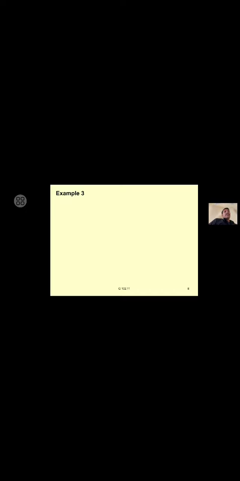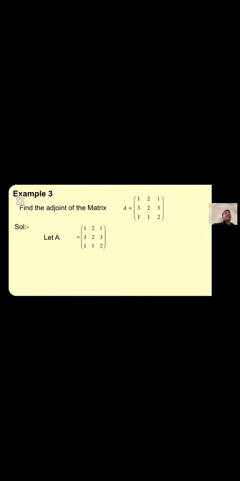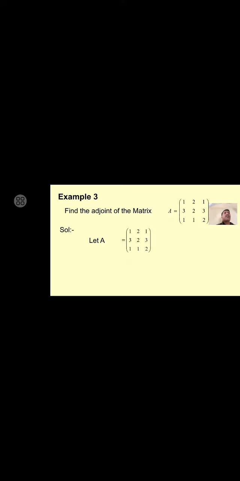So next example. Find the adjoint of the matrix A, that is 1 2 1 3 2 3 1 1 2. Solution: let A equals the matrix 1 2 1 3 2 3 1 1 2.